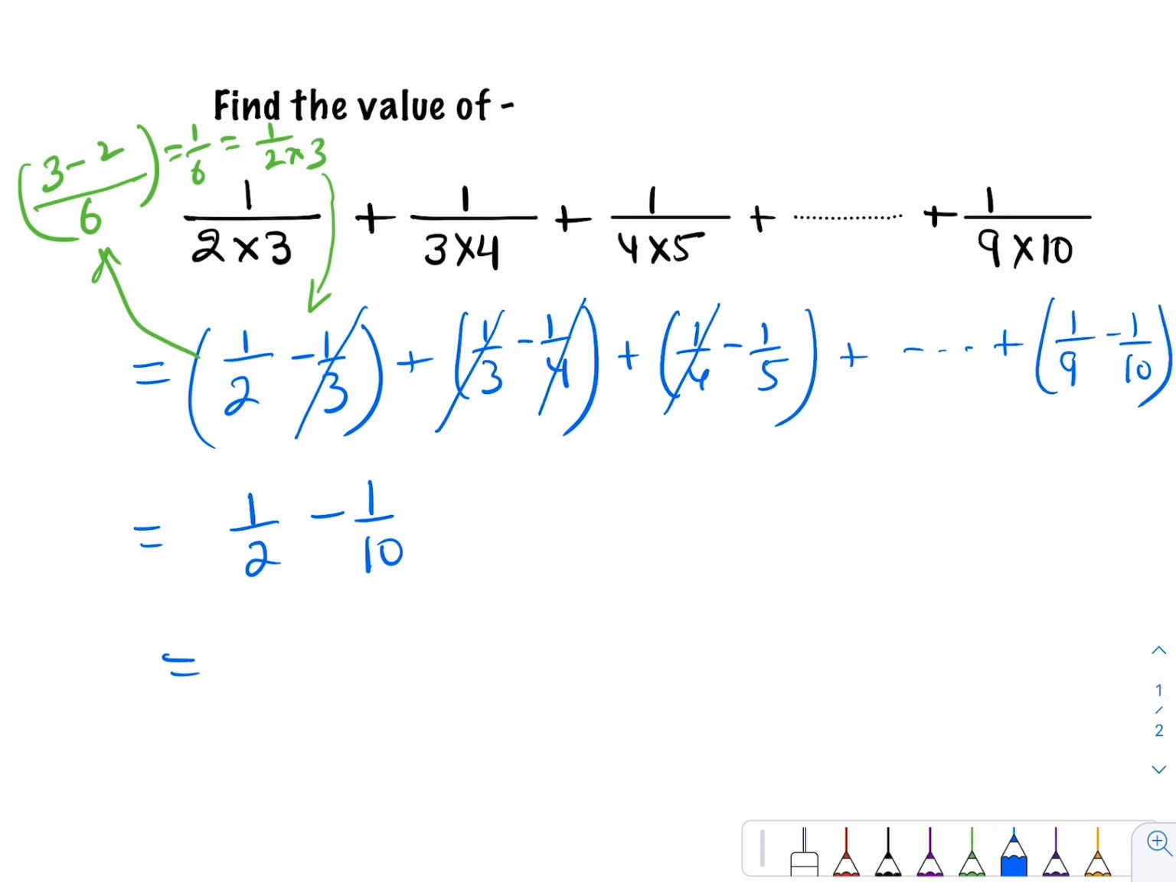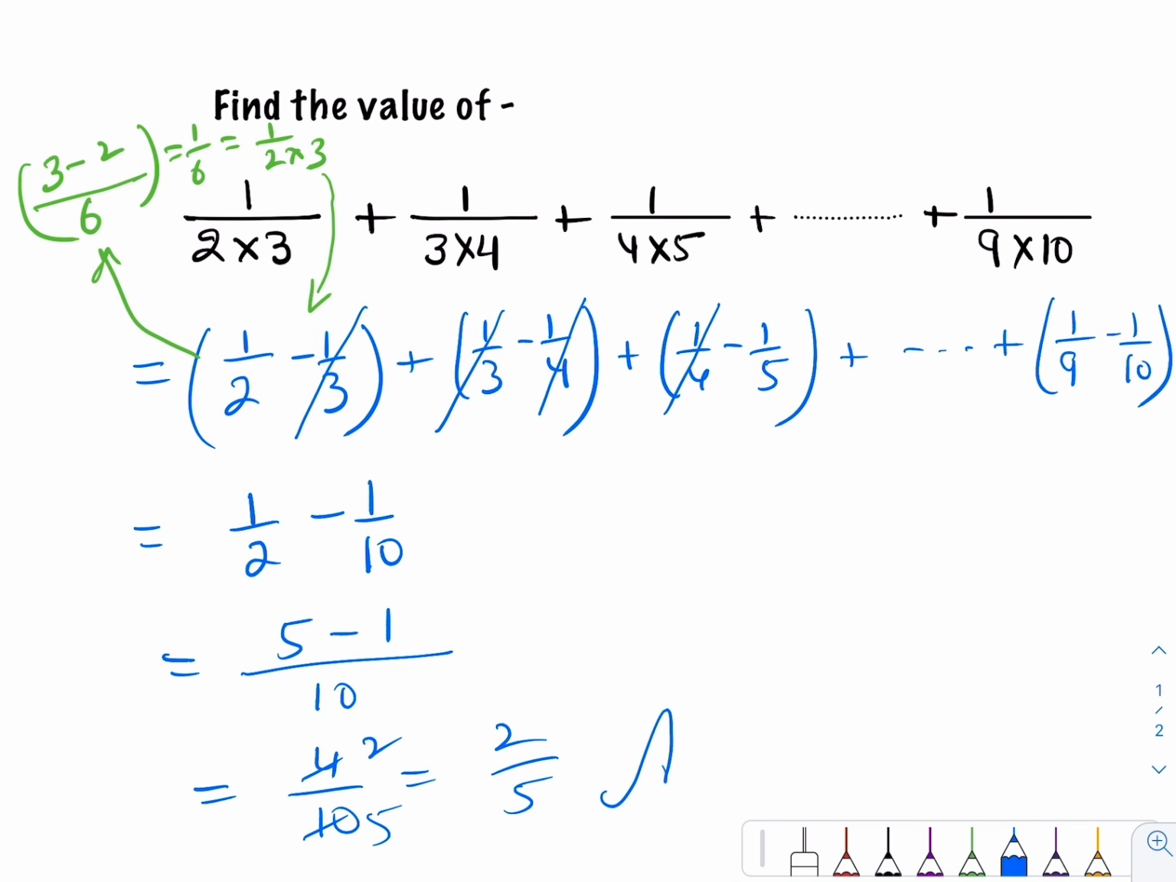And this is equal to, taking LCM 10, 5 minus 1, and this is equal to 4 by 10, which cancels by 2, then we have 2 by 5. So the answer is 2 by 5.